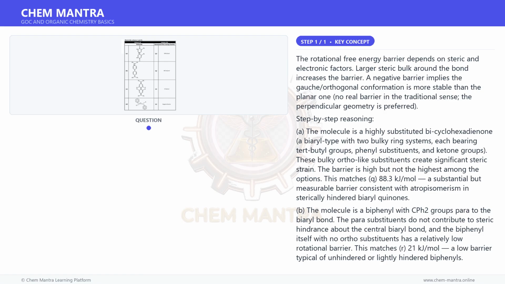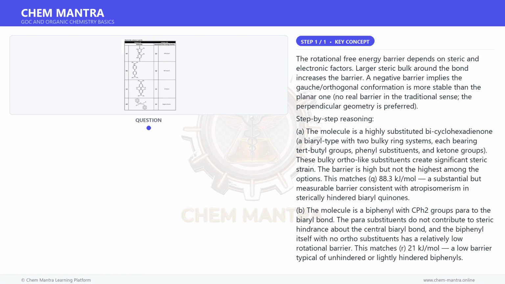B. The molecule is a biphenyl with CpH2 groups para to the biaryl bond. The para substituents do not contribute to steric hindrance about the central biaryl bond, and the biphenyl itself with no ortho substituents has a relatively low rotational barrier. This matches R, 21 kJ/mol, a low barrier typical of unhindered or lightly hindered biphenyls.